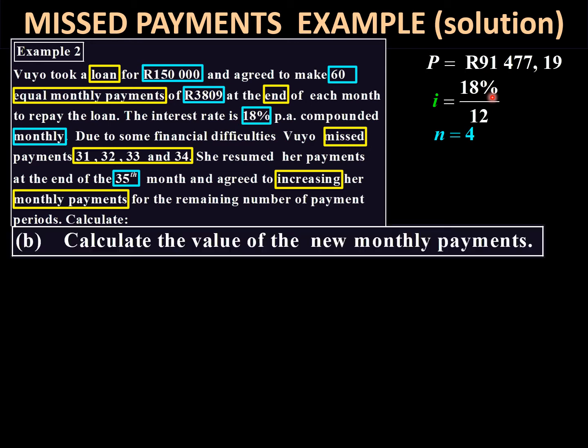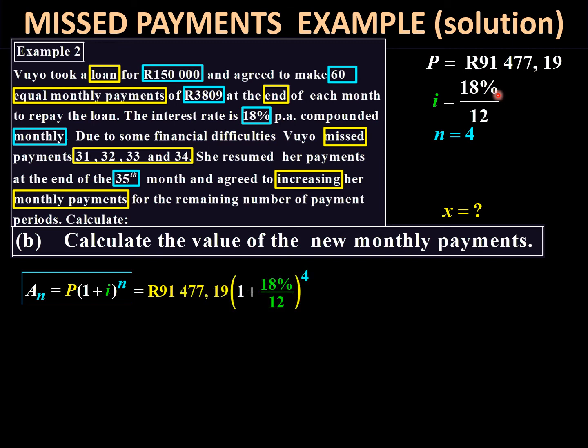She missed 4 payments. So let's see. Calculate the value of her new payments. Now this outstanding balance, for 4 months she did not pay. So this outstanding balance will have to grow. There's a compound growth taking place. So before we can work out the payments, we first have to work out the growth of that 91,000. It's 4 months she hasn't paid, so there's growth for 4 months, and that gives us a new present value, which is 97,090 Rand and 56 cents.